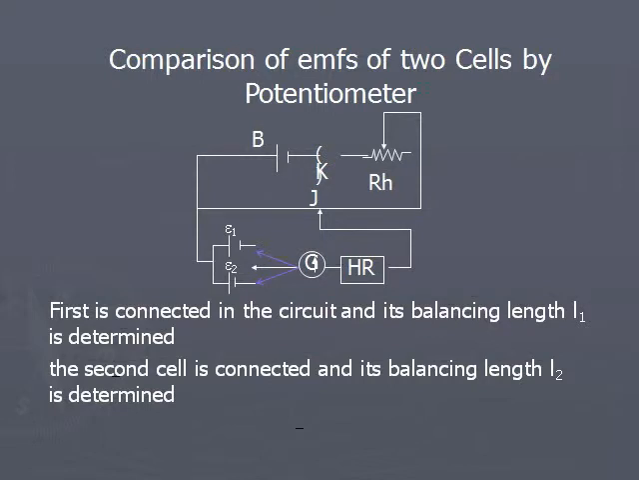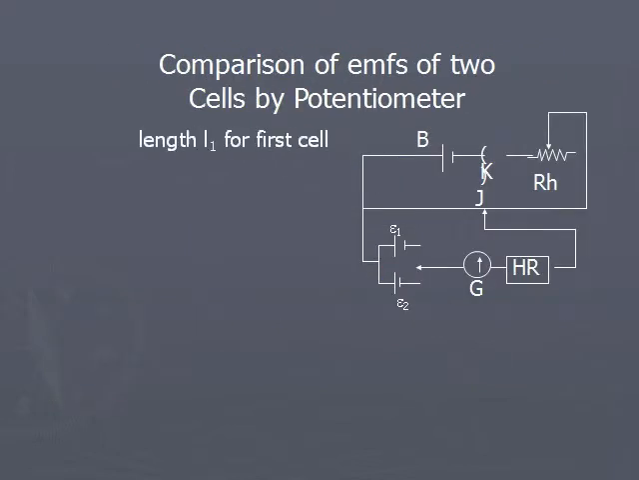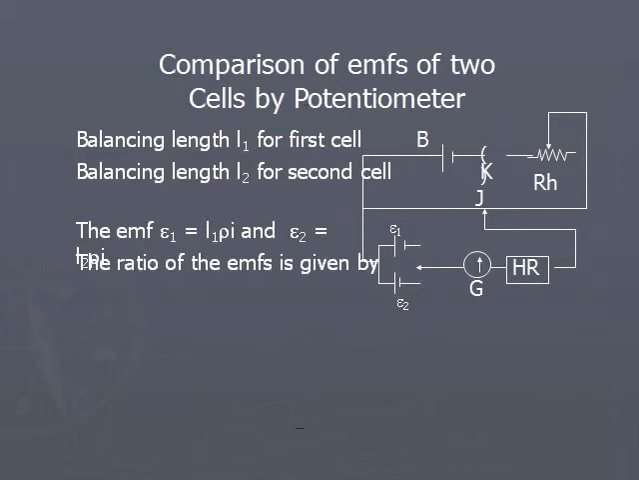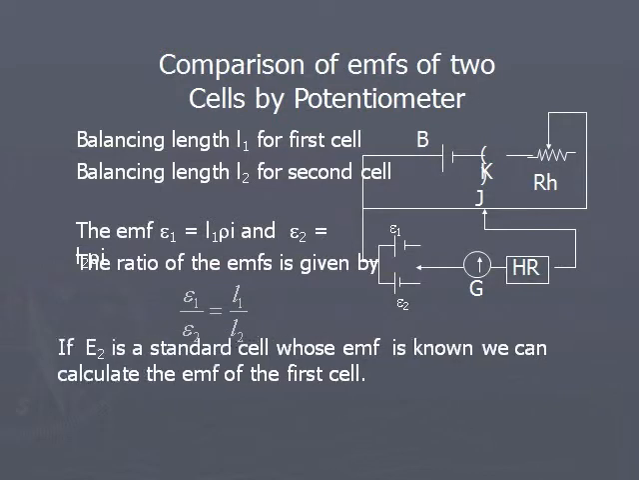Let L1 and L2 be the balancing lengths of the two cells E1 and E2. Then E1 will be equal to L1 rho I and E2 will be equal to L2 rho I. We have already derived the relation for EMF: E is equal to L rho I. So the EMF of the first cell E1 is equal to L1 rho I and the EMF of the second cell E2 is equal to L2 rho I. So the ratio of the EMFs E1 by E2 is equal to L1 by L2. Like this we compare the EMFs of the two cells.